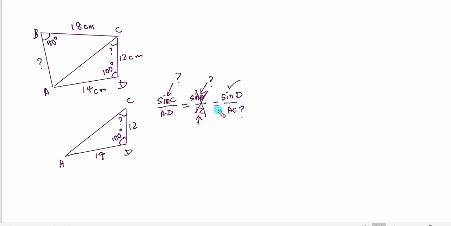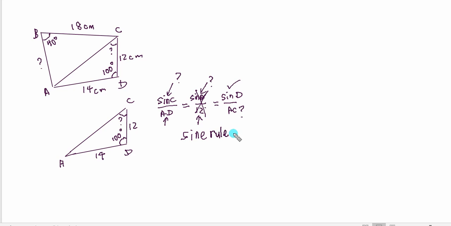If you use the sine rule, you can notice that in this ratio you have one unknown. This you know, AD you know. Then in this ratio, you have an angle you don't know, but the length you know. For the other ratio, sine D over AC, you know the angle, so sine D you know, but AC you don't know. So none of the ratios gives you a known value.